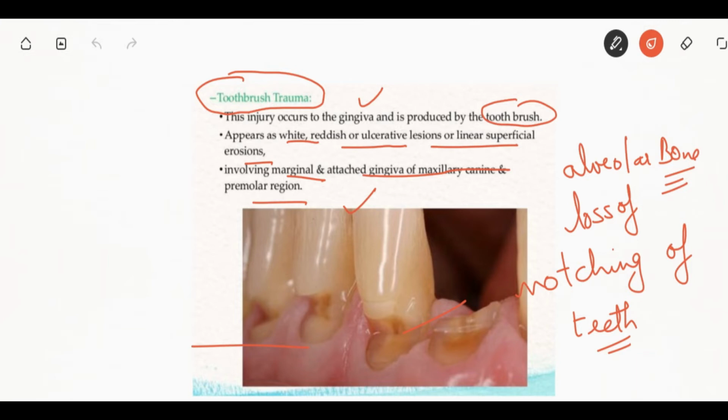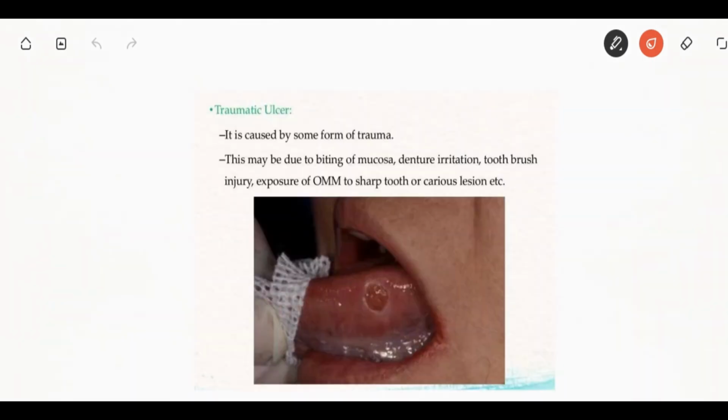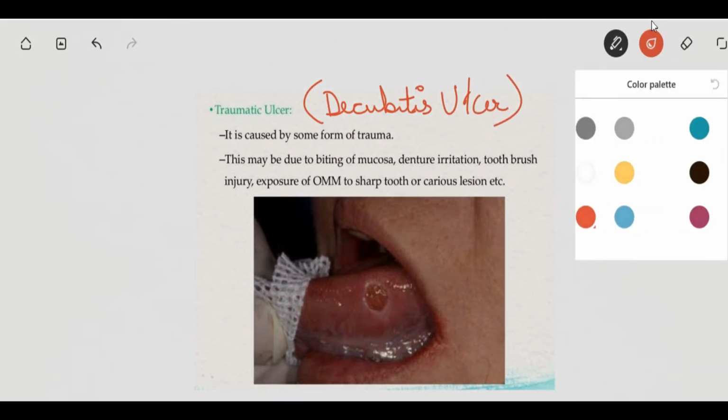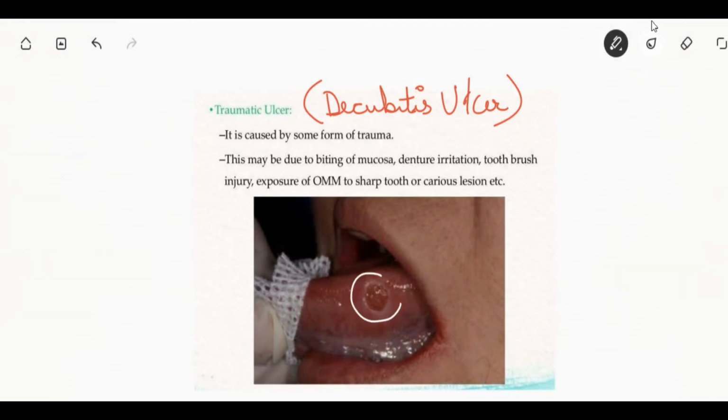Other is the traumatic ulcer. What is the other name of traumatic ulcer? Decubitus ulcer is the other name of the traumatic ulcer. The traumatic ulcer of the oral mucous membrane, as the name itself says, is caused due to some form of trauma. What could be the trauma? The injury can be due to biting the mucosa, the denture, the orthodontic appliance, toothbrush injury, or any sharp tooth or carious tooth that may injure the mucosa, or some external irritant.